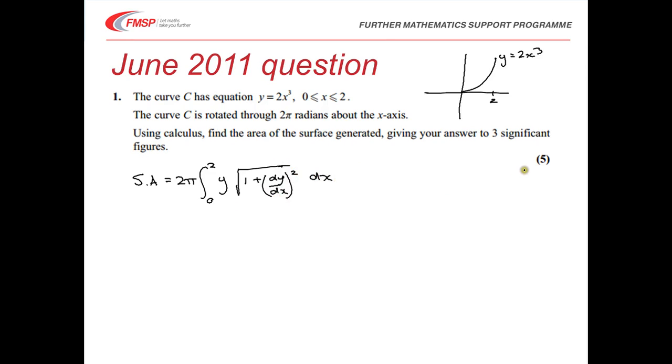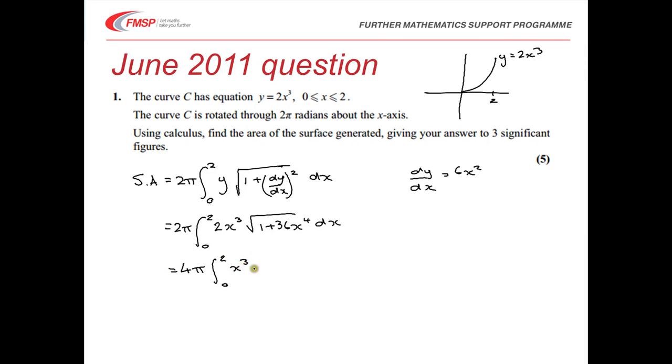So let's have a look at how this works out for us. So we've got 2 pi, integral from 0 to 2, so y is 2x cubed. Now let's do some rough work over here. So dy by dx is 6x squared, so we'll have the square root of 1 plus 36 x to the 4 dx, and what I'm going to do is I'm just going to move this 2 out to the front. So now we've got 4 pi integral from 0 to 2 of x cubed, and I'll write this as a power of a half instead of square root. So we've got 1 plus 36 x to the 4 to the power of a half dx.